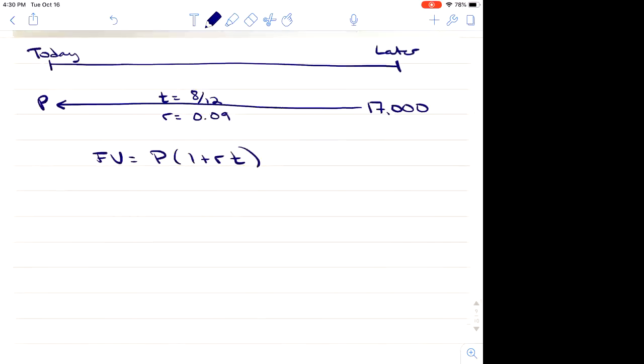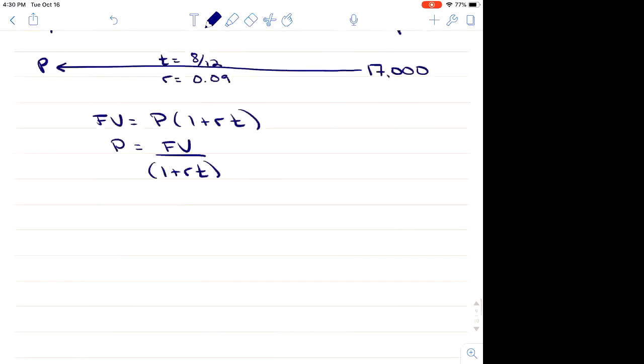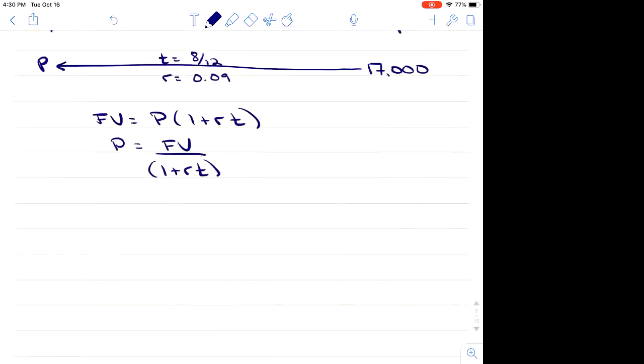And all you would have to do for showing work is say that P must be the future value over 1 plus RT. Then you can go ahead and use that throughout the rest of the test. As long as you've shown me how you got that formula once, you can use it over and over again.